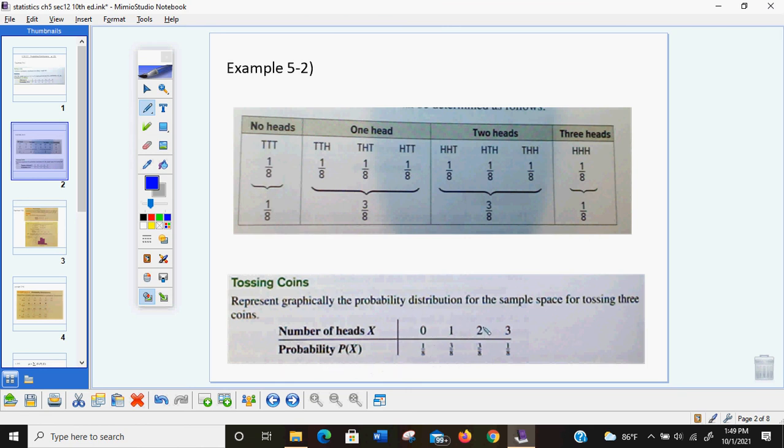To have 2 that are heads, right here, that's this group. That's 3 out of 8. To get all 3 heads would be 1 out of 8. And notice again, if you add this up, it adds to 1. We have no negative probabilities and no probabilities that are greater than 1.